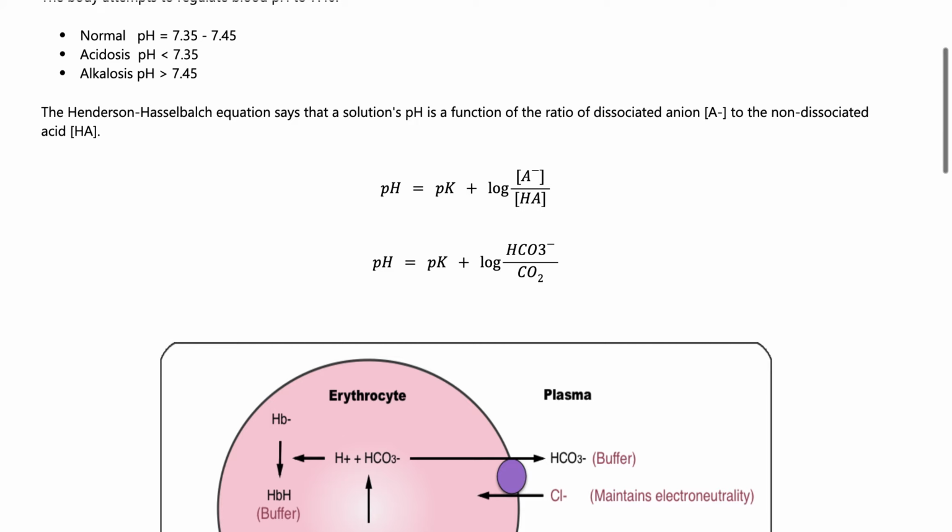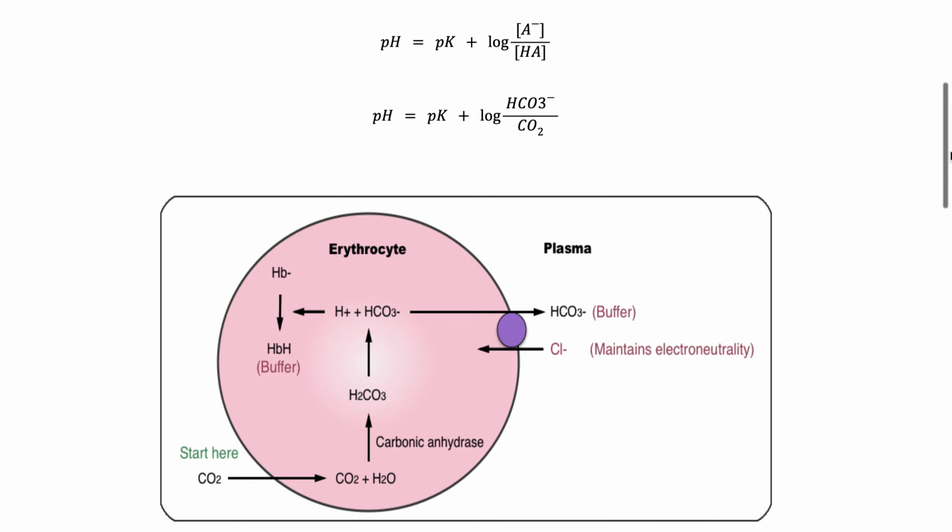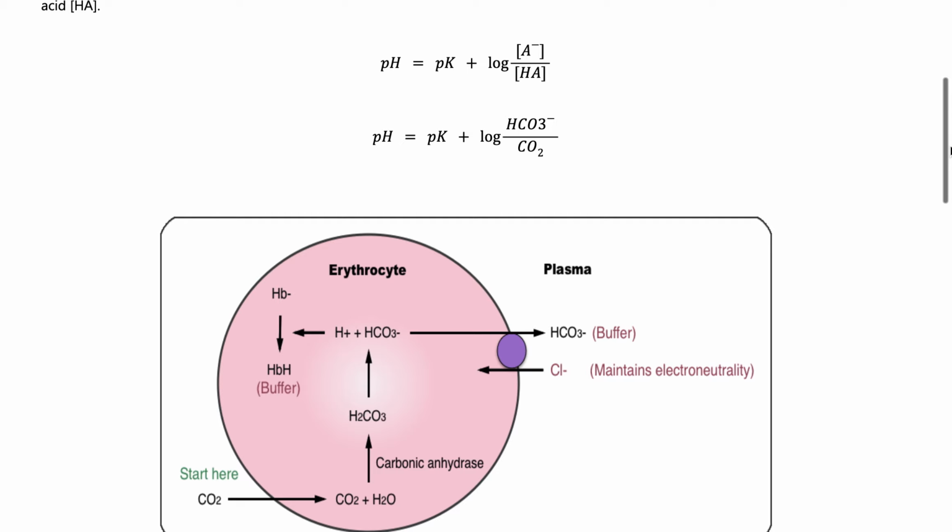The Henderson-Hasselbalch equation says that the solution's pH is a function of the ratio of dissociated anion, represented by A negative, to the non-dissociated acid, represented by HA. And this equation you can see in the table where pH equals pK plus the log of anions divided by non-dissociated acids. So pH equals pK plus the log of A minus divided by HA. You can also use the formula pH equals pK plus log of bicarb divided by CO2.